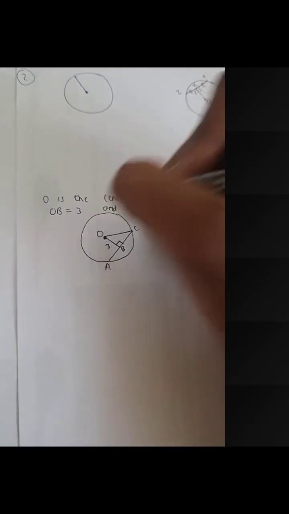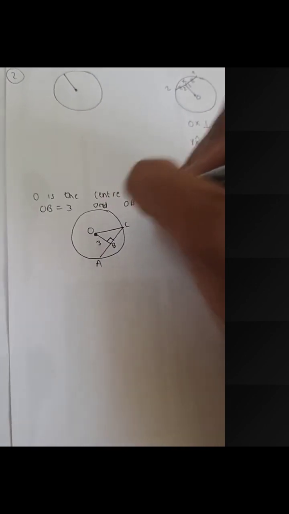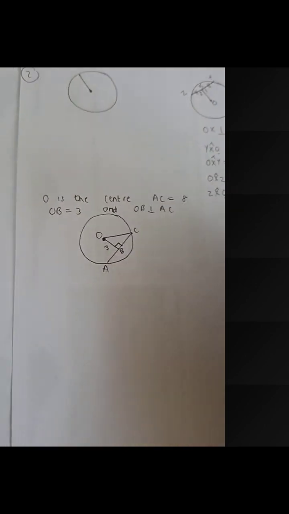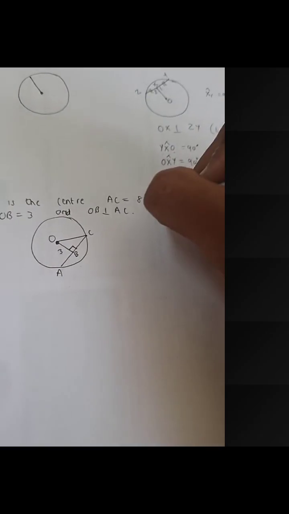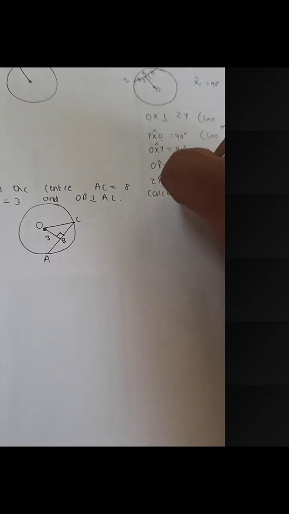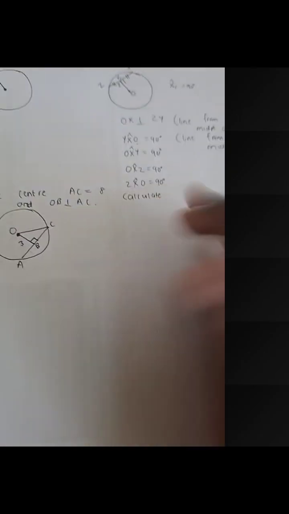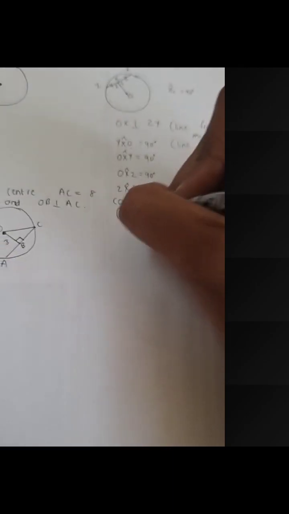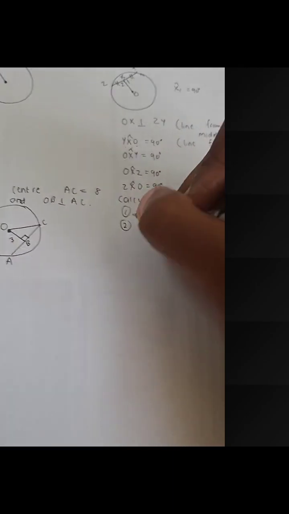And OB is perpendicular to AC. So now we need to calculate, according to this, 1, AB, and then 2, we need to calculate OC. So let's see how we can maneuver here.